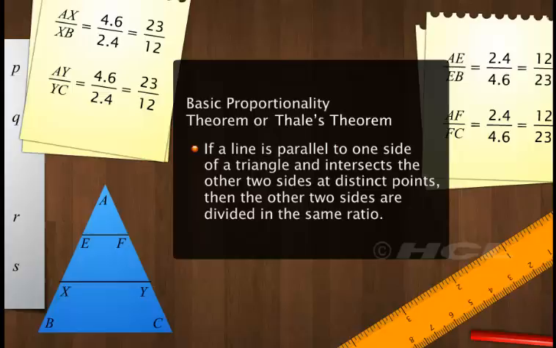So, we can conclude that if a line is parallel to one side of a triangle and intersects the other two sides at distinct points, then the other two sides are divided in the same ratio. This is the basic proportionality theorem. It is also known as Thales' theorem.